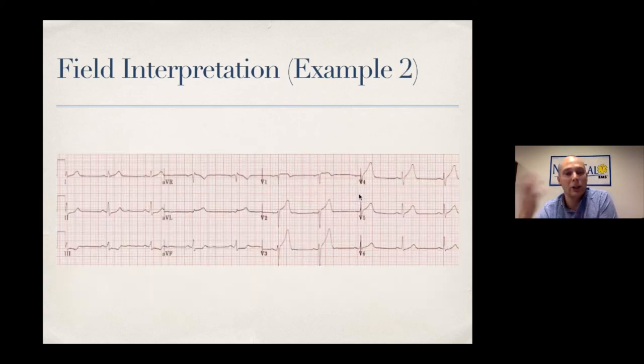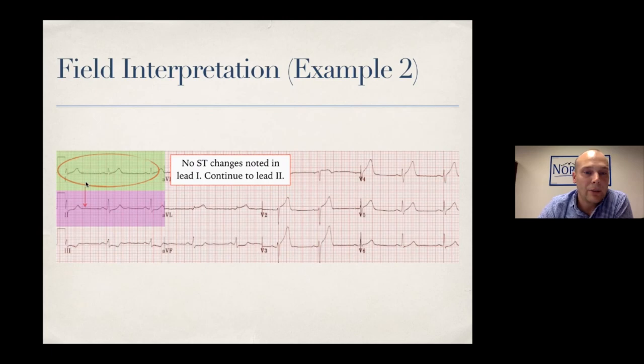So the second example, a little bit more going through the same pattern. Remember, starting up here, I'm going to look at lead one, aVL, here. I don't see anything really standing out to me here. P wave, QRS, T wave's a little bit big, but it's not huge.